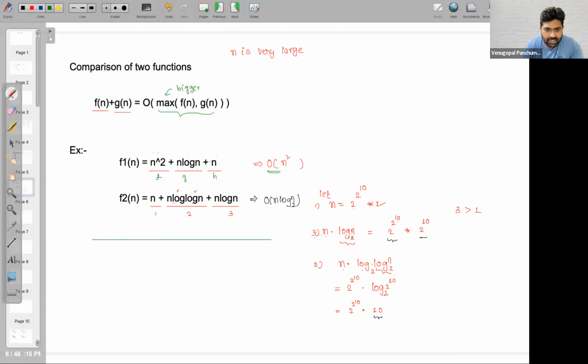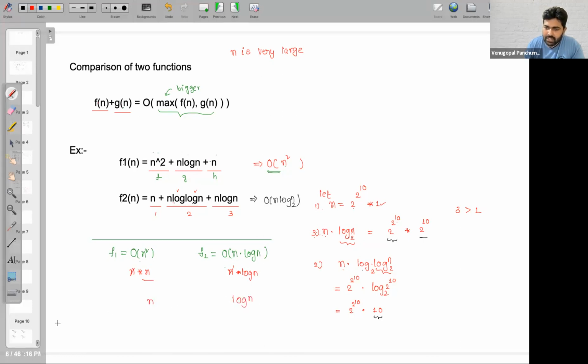Okay, so F1 is order of n square. F2 is order of n into log n. Among F1 and F2, which is bigger? It is very easy. n square, I can write it as n into n. n log n, you can write it as n into log n. So when comparing 2 functions, you can cancel n and n. This is n and this is log n.